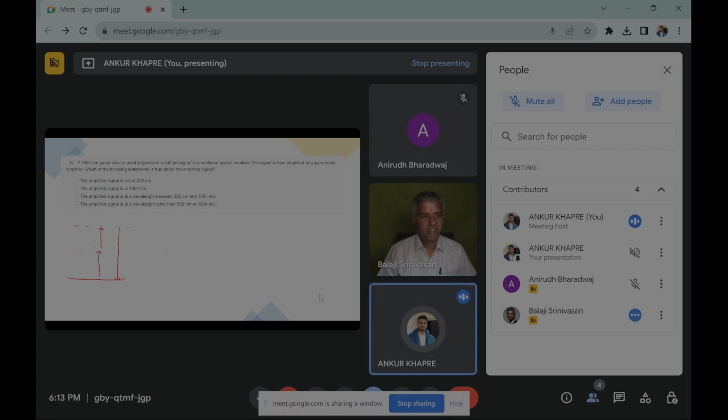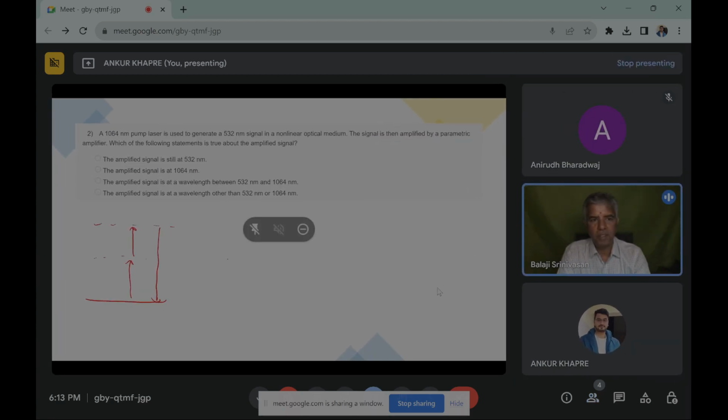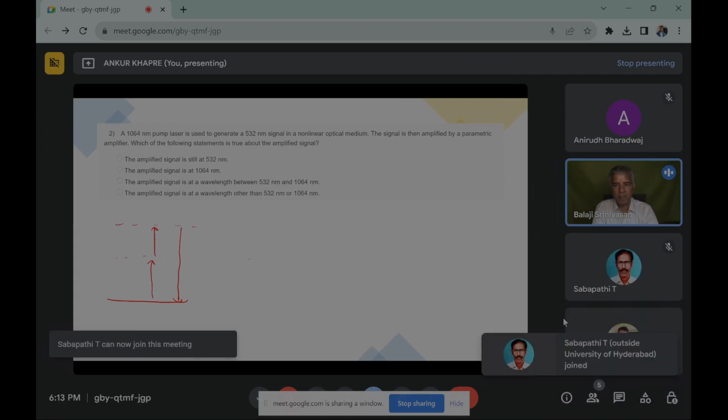Actually, we are stuck on question number 2 of week 11. There is one option. Anirudh is saying that this should be a wavelength other than 532 or 1064. So both options can be true. You have a 1064 nanometer pump laser used to generate a 532 nanometer signal in an ordinary option. The signal is then amplified by a parametric amplifier. Which of the following statements is true?